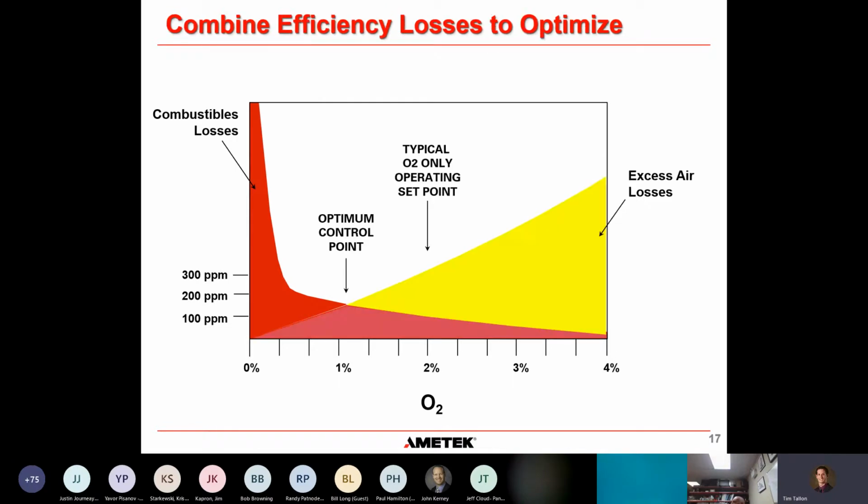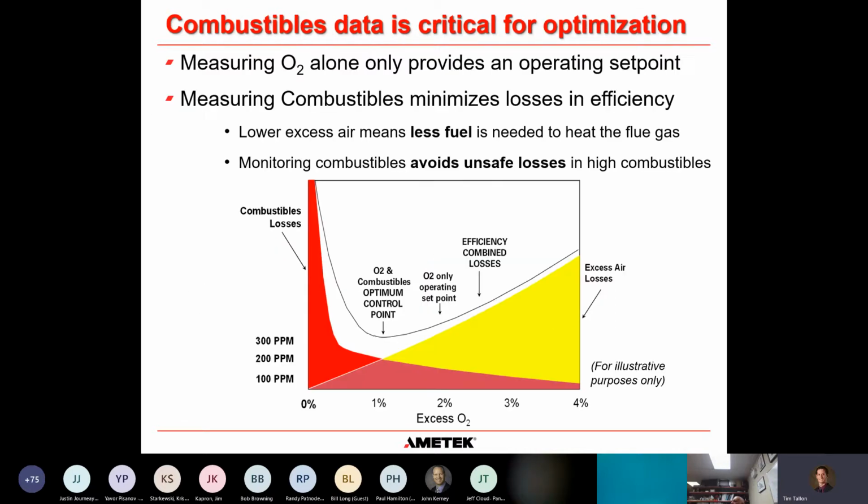So for any type of combustion process, we recommend measuring both combustibles and oxygen, not only having an operating set point with the oxygen measurement, but also having an optimum control point by also measuring combustibles, when you overlap those two graphs. So going a little bit further, we talked about oxygen. Oxygen provides that operating set point.